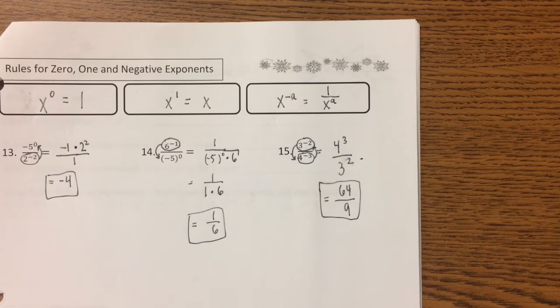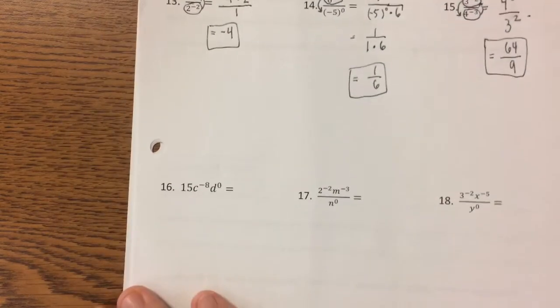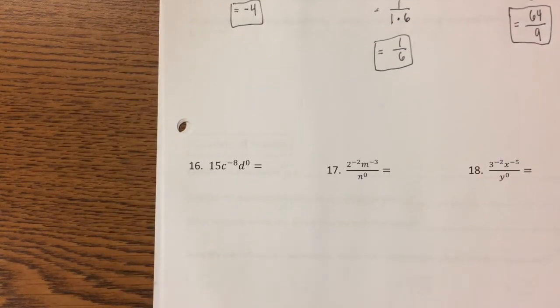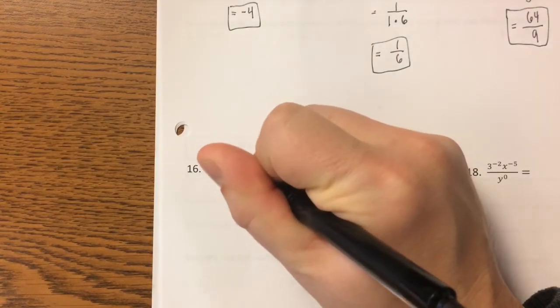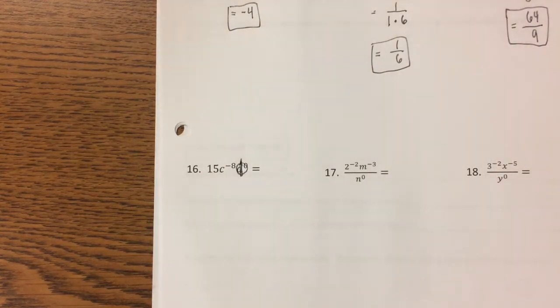All right, now's where it starts to get a little tricky. Let's take a look at 16. Okay, so we're just trying to simplify this, okay? So what that means is we have to deal with any negative and 0 exponents. So any 0 exponent, those are easy to deal with. Anything to the 0th power is just 1. So this d to the 0 right here, that's just a 1. So just get rid of that right away. We don't even need it.